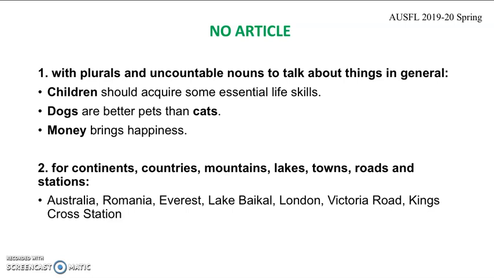We also do not use any articles before the names of continents, countries, mountains, lakes, towns, roads, and stations. About mountains, though, remember, we use the before the names of mountain ranges, but we don't use any article before the names of a single mountain. Here are the examples to this rule: Australia, Romania, Mount Everest, Lake Baikal, London Victoria Road, King's Cross Station.